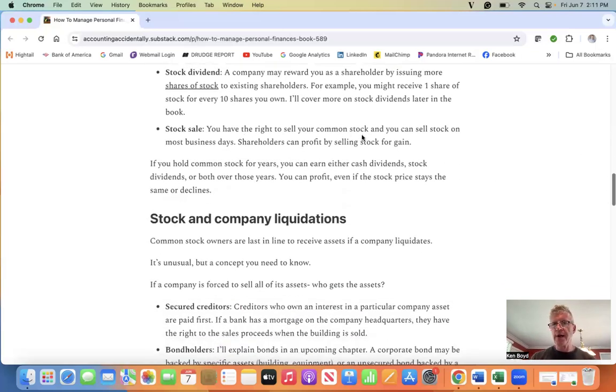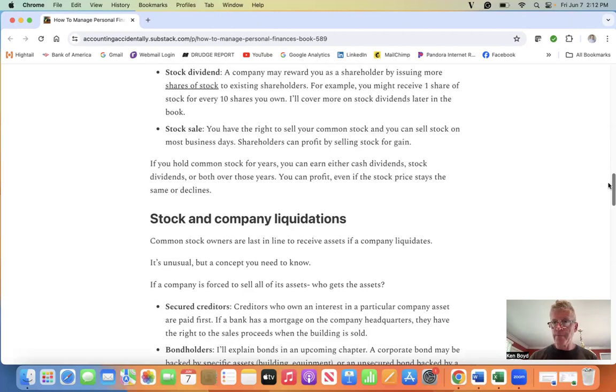Finally, you have a right to sell your common stock. You can sell common stock on most business days. It's becoming easier and easier and less expensive to do this. Shareholders can profit by selling a stock for a gain. If you hold your common stock for years, you can earn either a cash dividend, a stock dividend, or both, so you can profit by receiving dividends even if the stock price stays the same or declines.